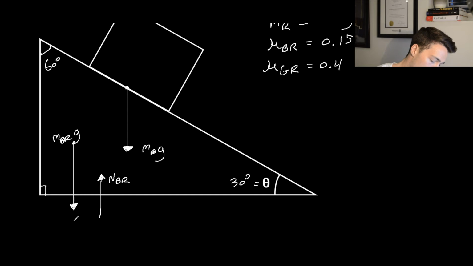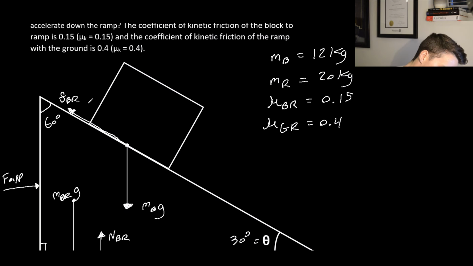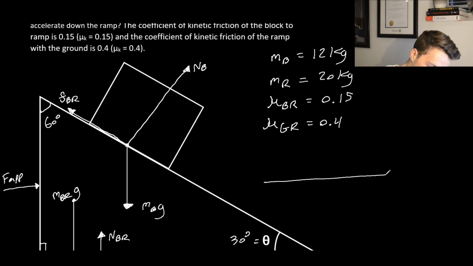All right, and then we're also going to have the force of friction going this way. So I'll call that FGR. We will have an F applied here. So this is our external force. What else are we going to have? We're going to have force of friction on the block. So this will be F, and that's going to be BR. We're going to have a normal force component like this, and that's going to be normal of the block. And this entire system is accelerating this way. Okay, system.